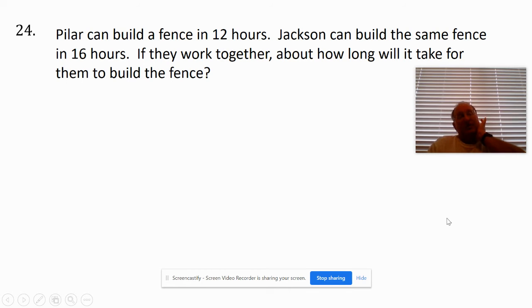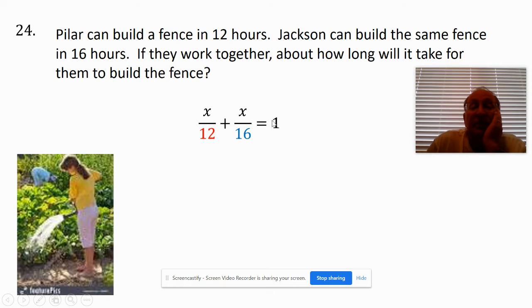All right, we're going to have a couple of application problems here. So Pilar can build a fence in 12 hours. Jackson can build the same fence in 16 hours. So if they work together, how long will it take? Well, they're going to complete one task. But Pilar can do it in 12 and Jackson 16.